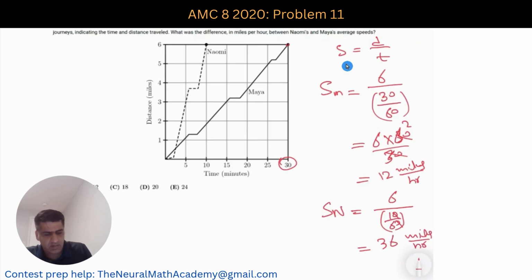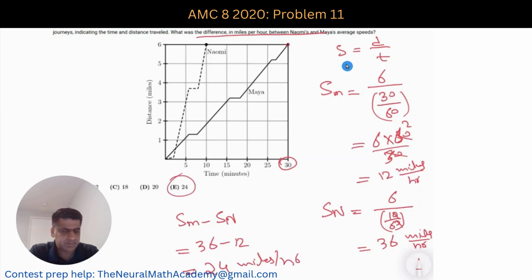And now in order to find the difference between their speeds, we can simply subtract both speeds, and the answer that I get is 24 miles per hour. So E is the answer for this problem.